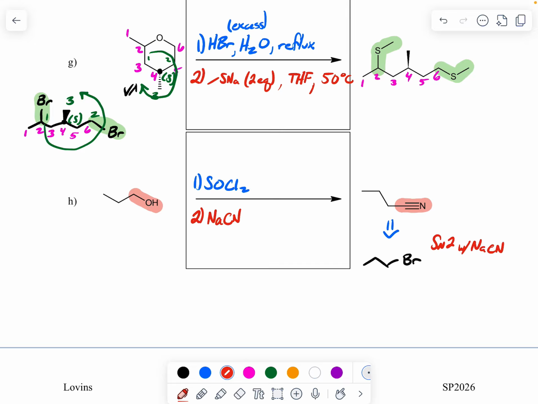So there's the NaCN. This can be done in something like a polar aprotic solvent. Let's mix it up a little bit and do DMF. And then typically this is run a little hotter, so let's say 70 degrees Celsius. And so that's how we would substitute on that cyano group.